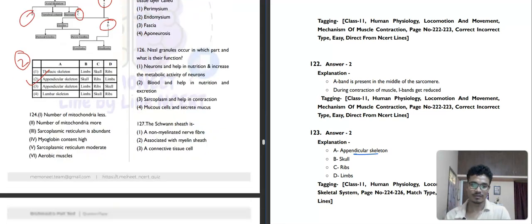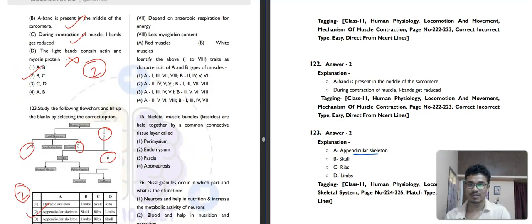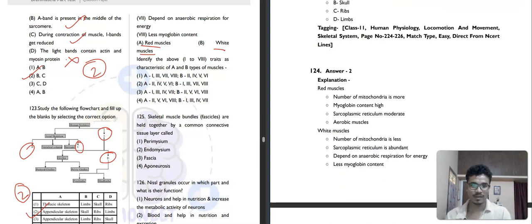Then question number 124. It is asking to identify characteristics of muscle. A is the red muscle fiber and B is the white muscle fiber. So what does red muscle fiber have? Red muscle fibers have more mitochondria, high myoglobin content, and moderate or low sarcoplasmic reticulum. They are aerobic muscles. White muscle has fewer mitochondria, abundant sarcoplasmic reticulum, depends on an anaerobic source, and has less myoglobin content. So our correct answer will be the second option, A for red and B for white.